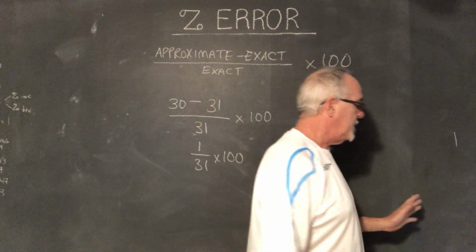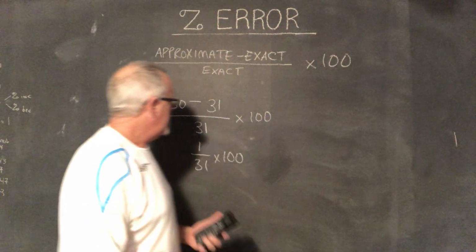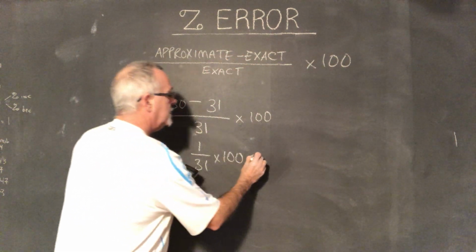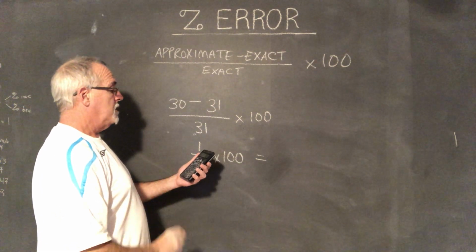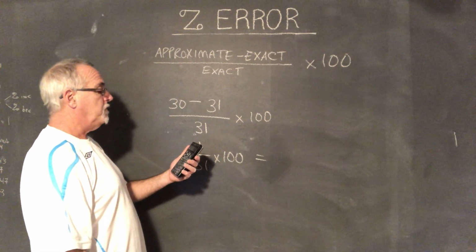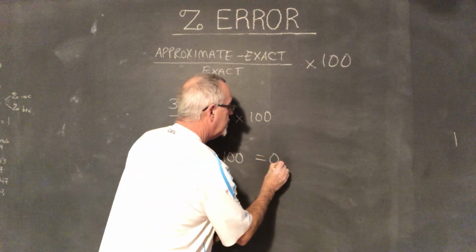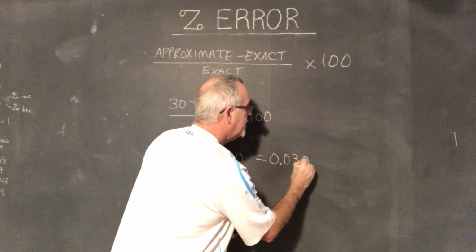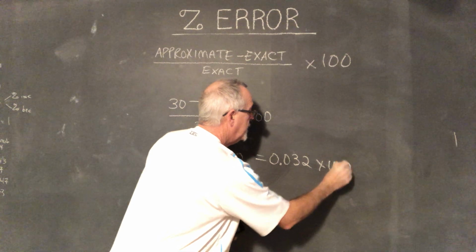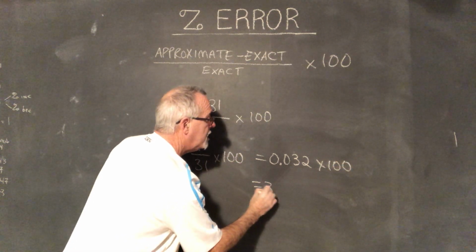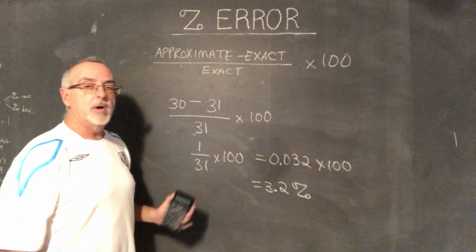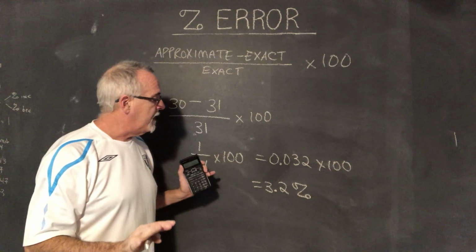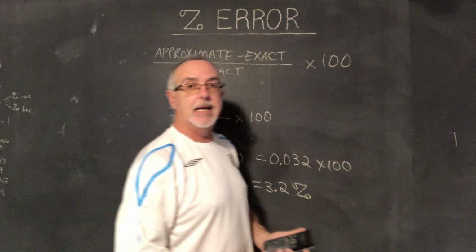Okay, I need my calculator. That's why I walked over there. 1 over 31 times 100. 1 divided by 31. 0.0322, so 0.032. 0.032 times 100 is only a 3.2% error. Smallest one we've had in this lesson, I'm certain of that now. Very, very good guess.